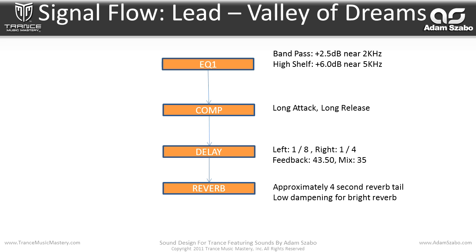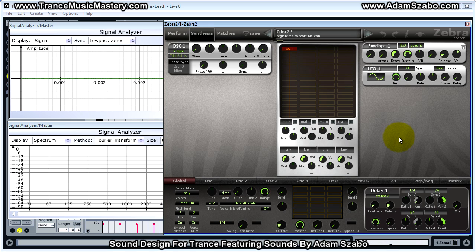Alright, let's go ahead and build this patch. Okay, I'm starting from the initialized patch, and let me just play the sequence with this. Okay, and for oscillator 1, we want to set the stacking to 11.